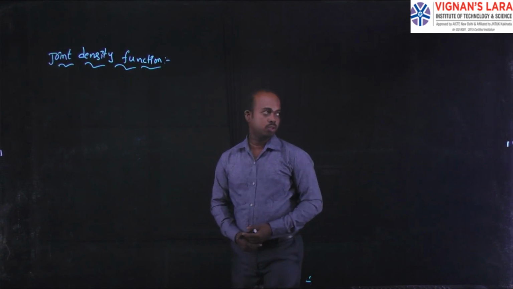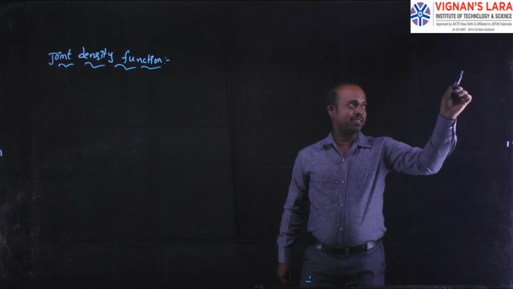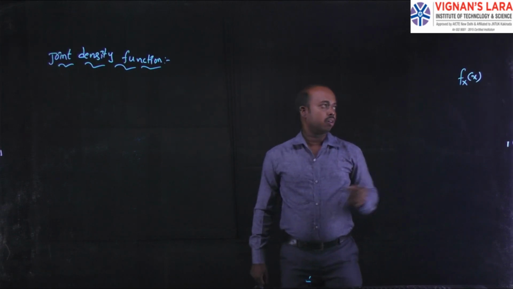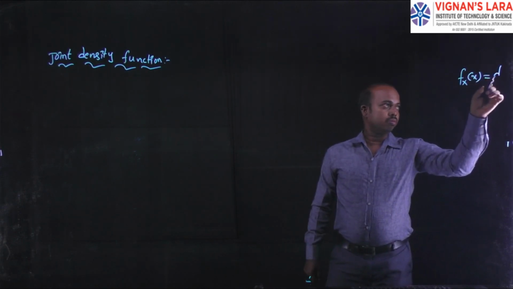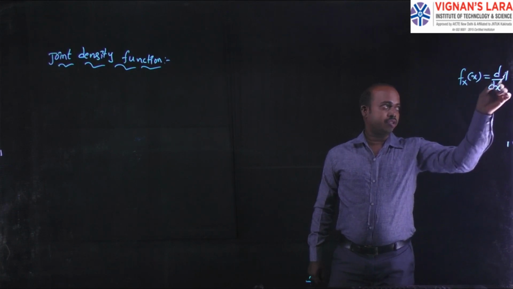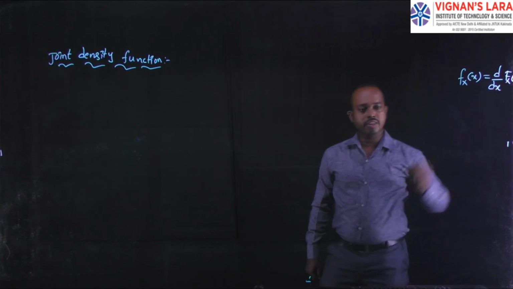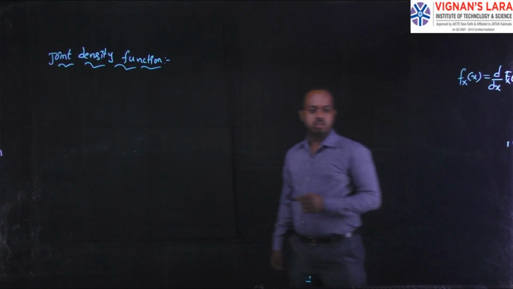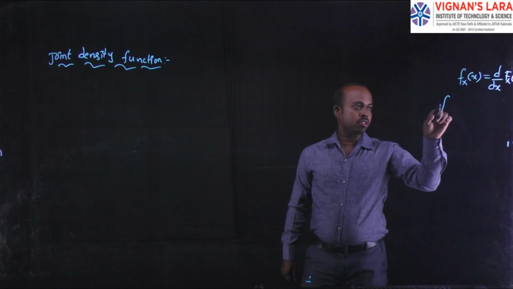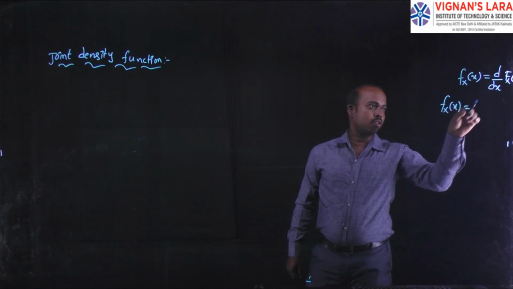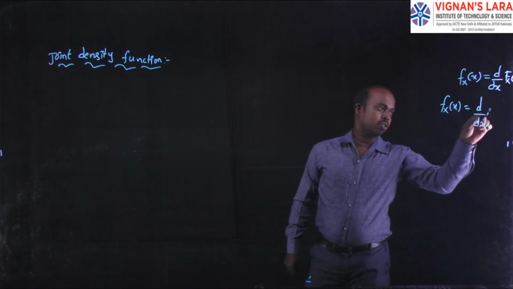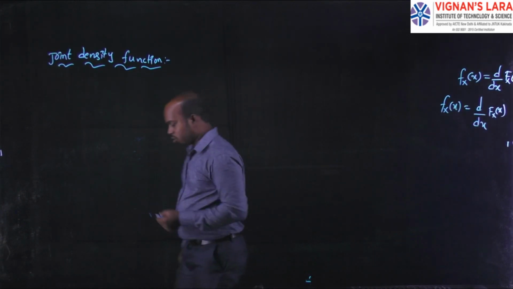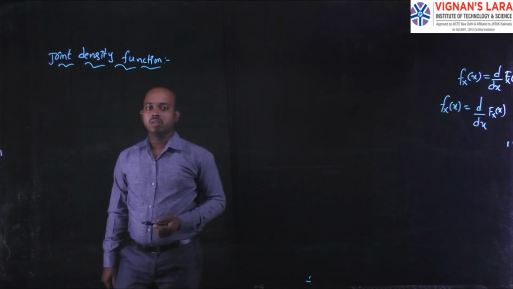The relation between density and distribution is that the density function small f of X of x is equal to the derivative of its distribution function. We can write it like here: small f of X of x is equal to d by dx of capital F of X of x. Here you can call it a joint density function.